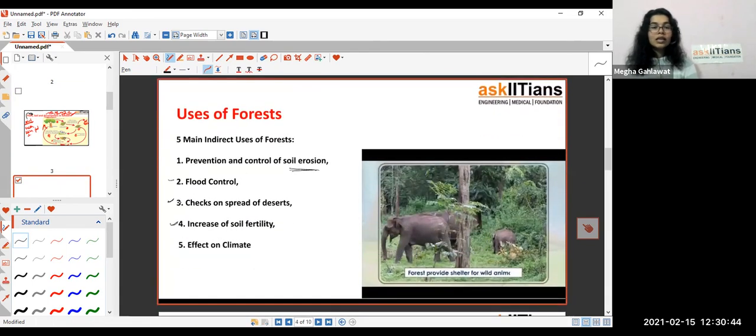Next is the effect on the climate. You should know that plants do the process of transpiration, which you started learning from standard 4. What is transpiration? Loss of excess water through the stomatal pores present in the leaves. That excess water, in the form of water vapor, goes up high into the sky, condenses, and forms rain clouds. So there's a huge effect on the climate. The climate is cooler, the climate is nicer.